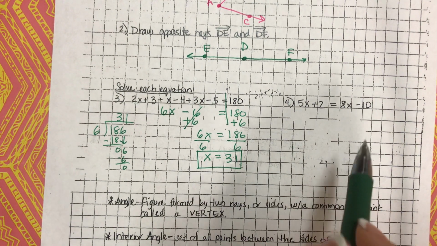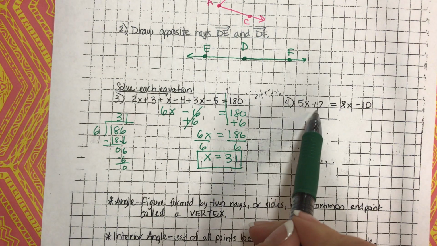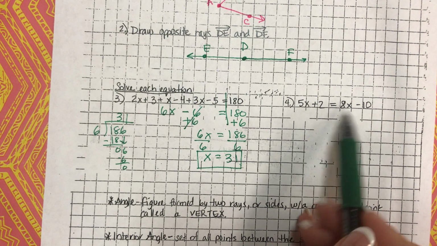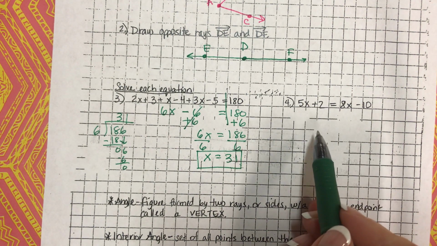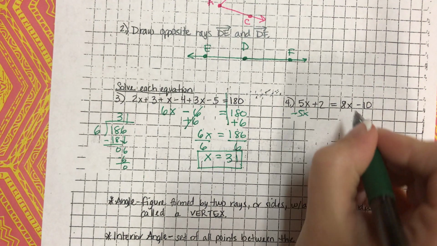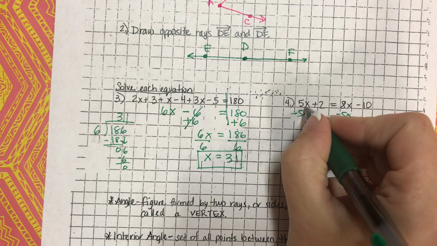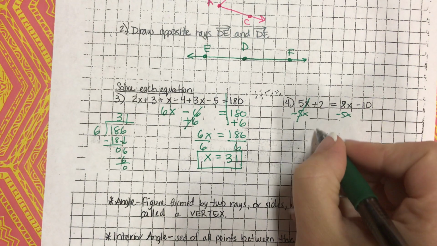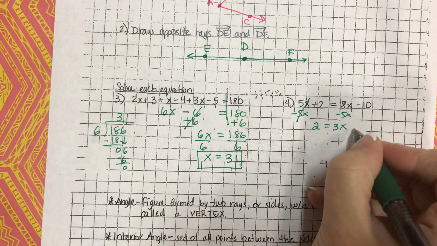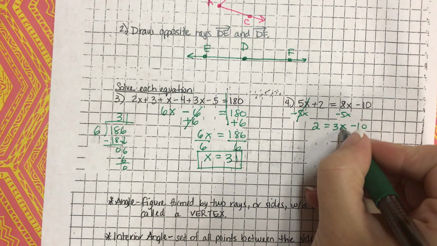All right, let's go ahead and do this one. 5x plus 2 equals 8x minus 10. Here we have variables on both sides. We need to get them on the same side. I always like to move the smaller. The smaller is 5x. So I'm going to subtract 5x from both sides. 5x minus 5x ends up being 0. Now I have 2 equals 8x minus 5x, which is 3x, minus 10.